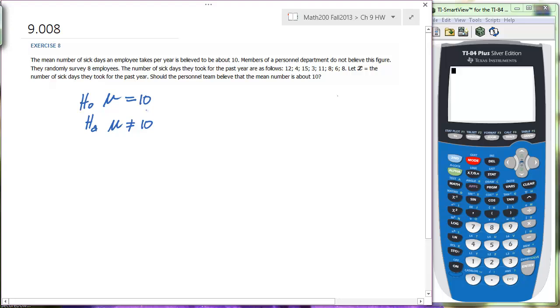It depends on what point of view you're looking at. You can see the claim as being what the personnel team actually believes. They don't believe this figure, so they believe this alternative hypothesis. Or if they're testing this claim, then they're looking at this claim, and that's the actual statement that they're putting through the test. I think it might be good if we look at it from this point of view, to say that this is what they're claiming. They're trying to disprove it, so they're going to claim that it's not equal to 10. So let's call this our claim.